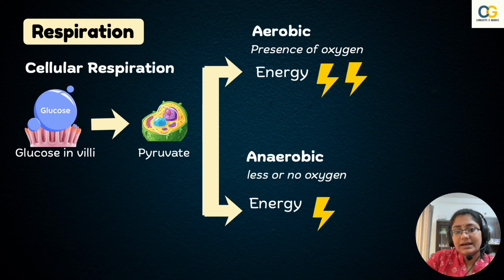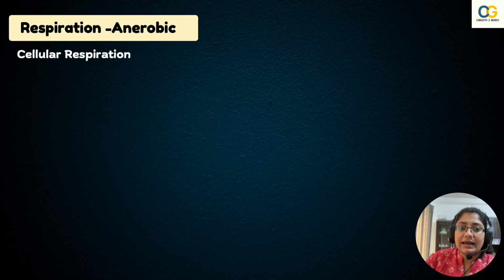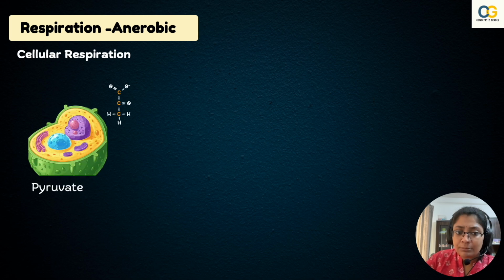So let us look at what happens in each case. First the glucose became pyruvate, and then it is waiting. If oxygen is there, I'll become more energy. If oxygen is not there, I'll make less energy. So in anaerobic respiration, let's say there is pyruvate. Glucose is a 6 carbon molecule, right?